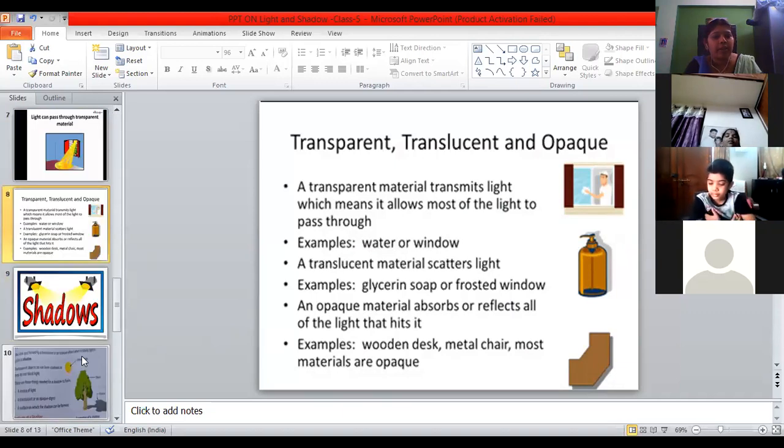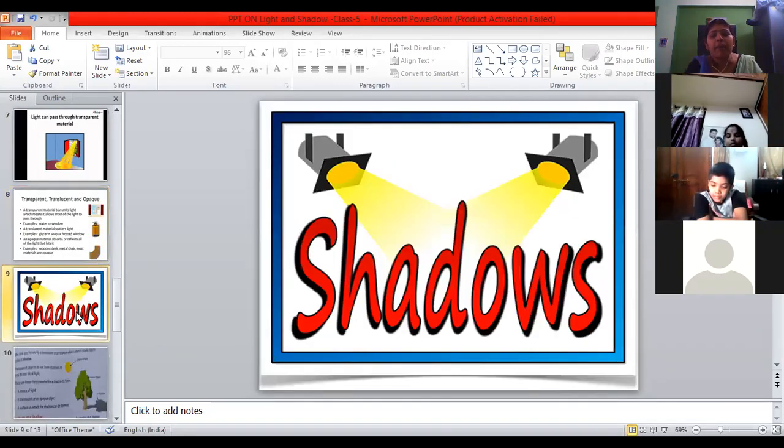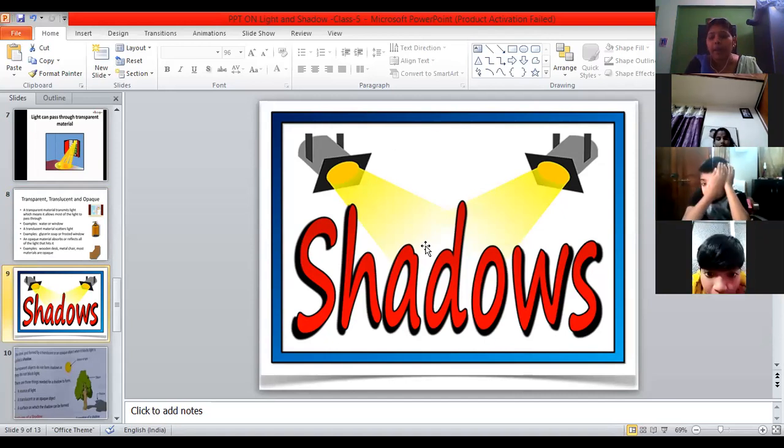Okay, next, what is the next topic? How many topics should we learn here? Two topics. One is light and the other is shadows. But in 6th class, the same topic is there, also in lesson number 12 or 13: Light, shadows and reflections. There you will study it in more detail. Here it is only a small topic.